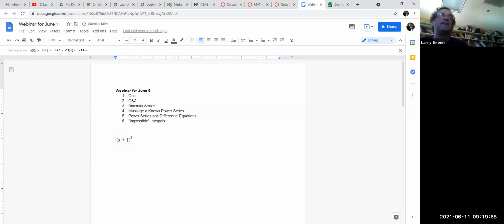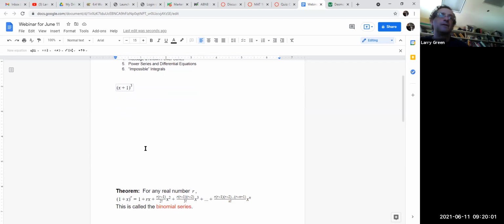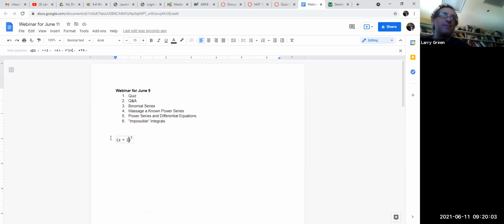Who remembers how to do that? Actually, let me write it. I know it's the same thing, but I think it'll be easier to see. 1 plus x, it's the same thing, cubed. Who remembers how to do that? This is not anything fancy. You did this in probably intermediate algebra. Yeah, third level FOIL you could do.